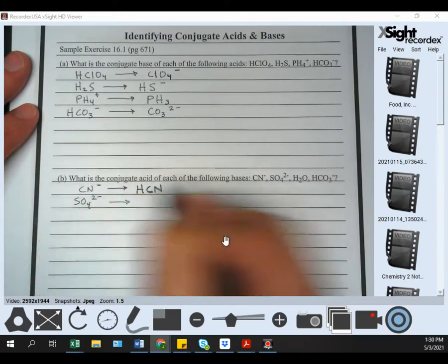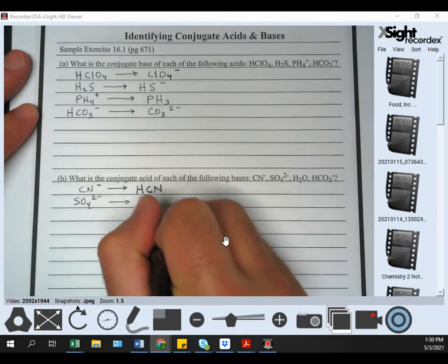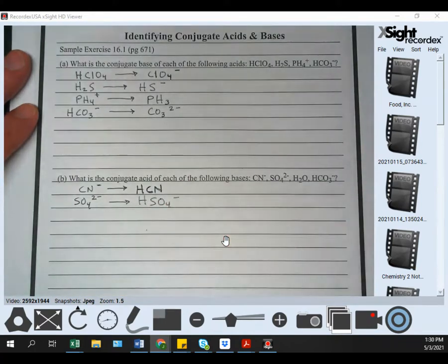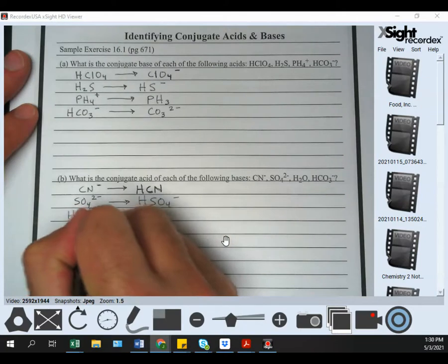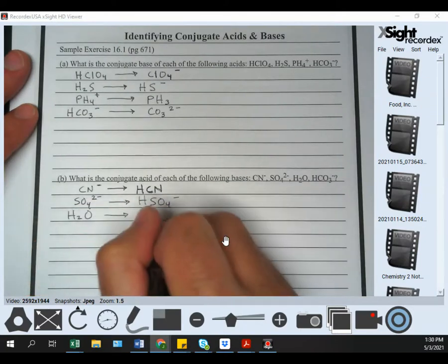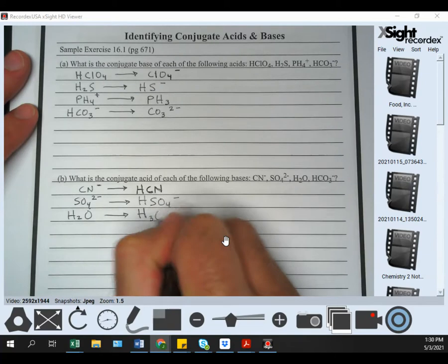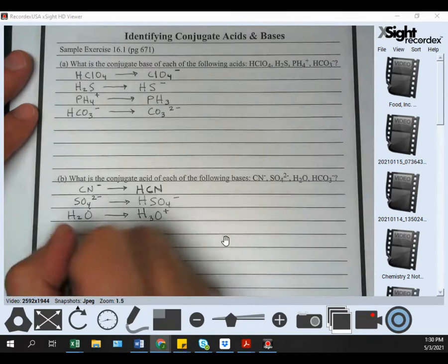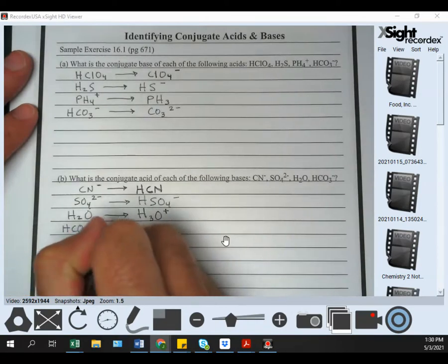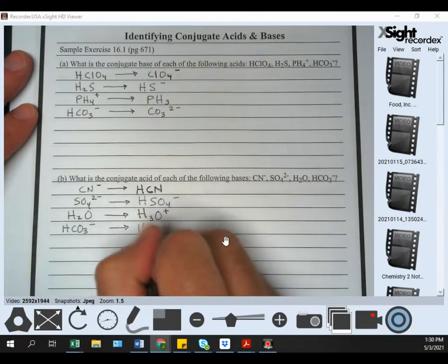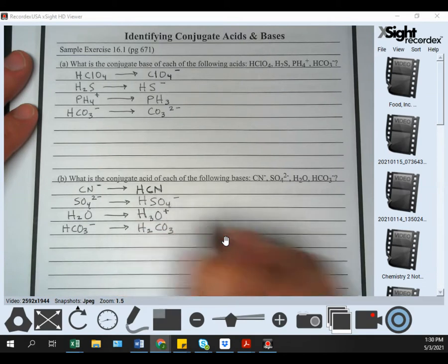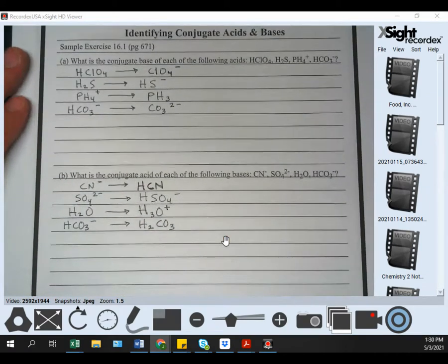What's that going to become? Perfect. Good. You guys got it. H2O becomes H3O+1, the hydronium ion. Good. And the HCO3-1 becomes H2CO3. All right. You feel okay on those? Like, that makes sense? Okay.